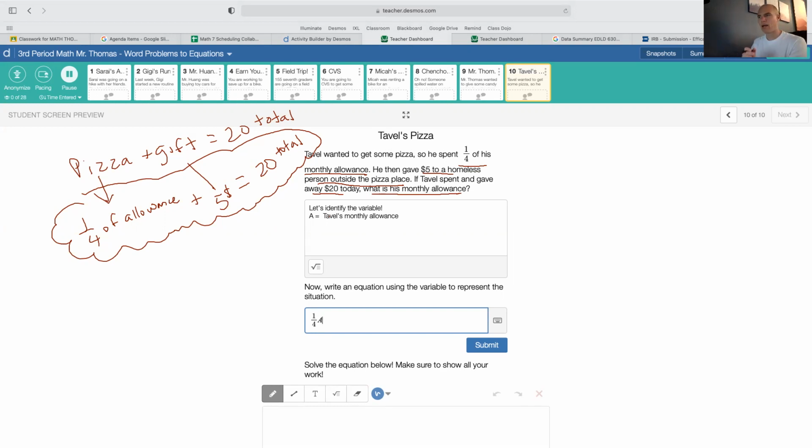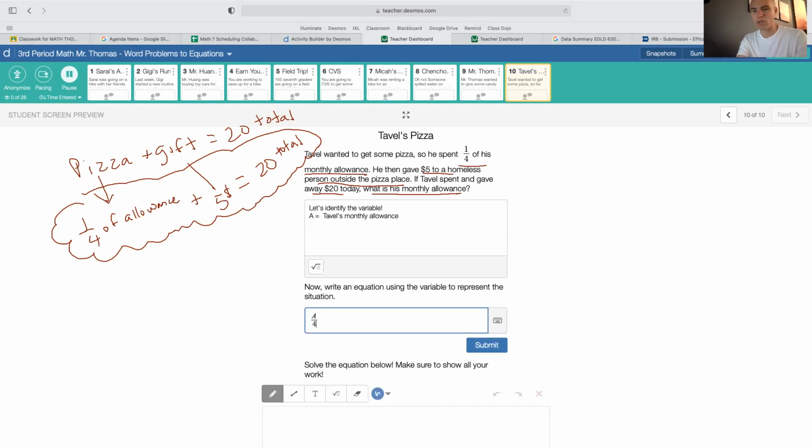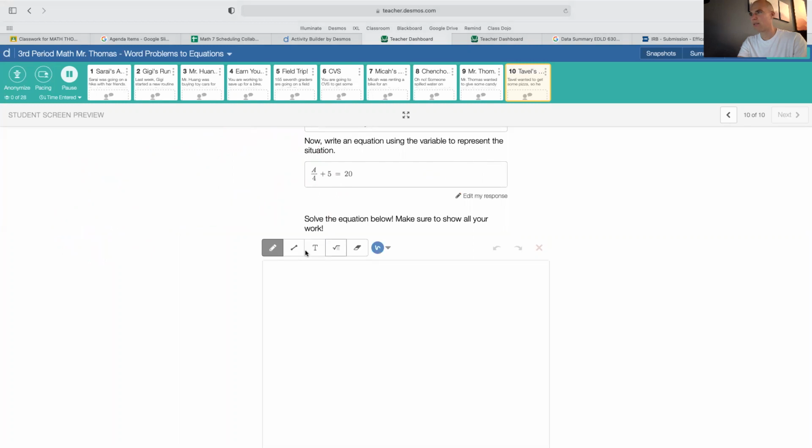Just like you would have 3A, that's 3 times A. 3 is your coefficient. This is 1/4 A, 1/4 times A. 1/4 is your coefficient. But let's do it this way, just because in 7th grade, this is the way you see it more often. But as you get older and into different forms of math, the fraction way is actually the way you'd write it more often, I think. All right, so A over 4 plus the $5 gift equals a total of $20. All right, let's write it out in our workspace and solve it.